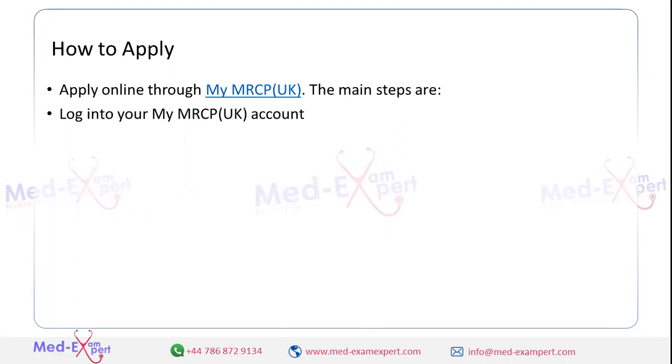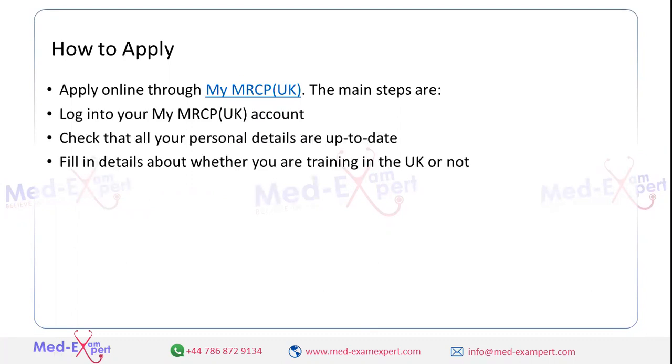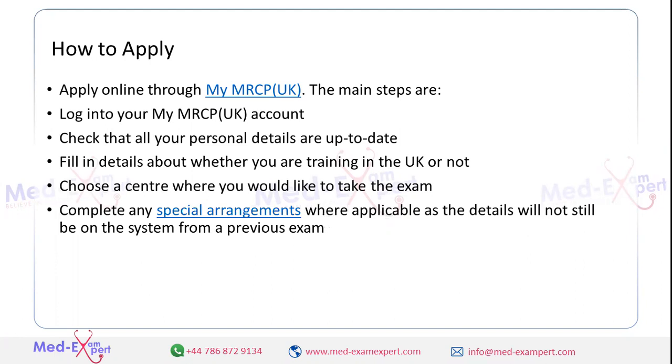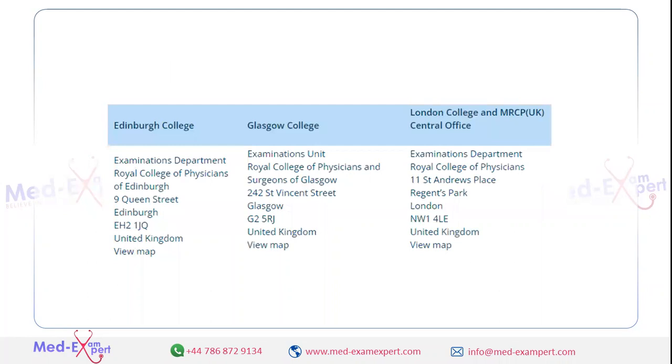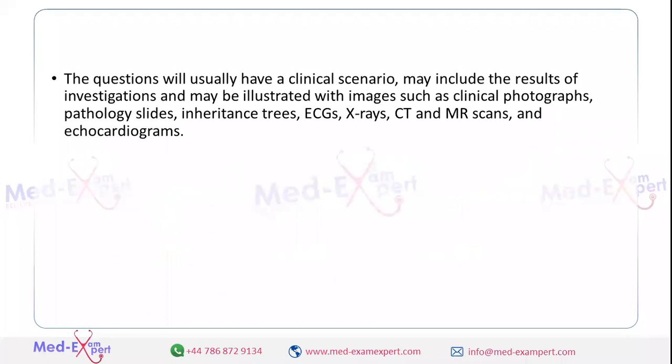The application pattern is again the same. You need to log into the MRCP UK account, enter your personal details, and submit the documents. Your Part 1 score is already attached when you apply for Part 2, so do not worry about that, and you need to pay for the exam once the seat is confirmed. When you apply for Part 2, it will ask you about college of entry. You have 3 colleges: Edinburgh, Glasgow, and London. You can choose any one of them based on your preferences. There's no difference between the memberships of these 3 colleges.